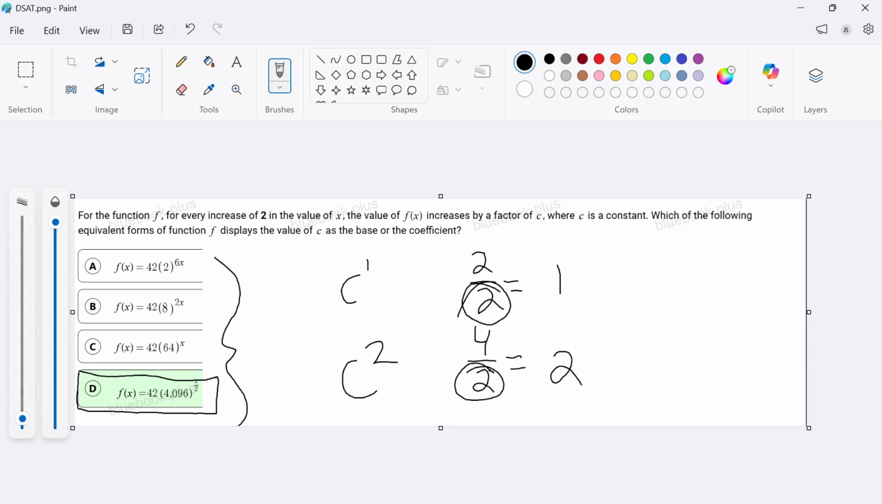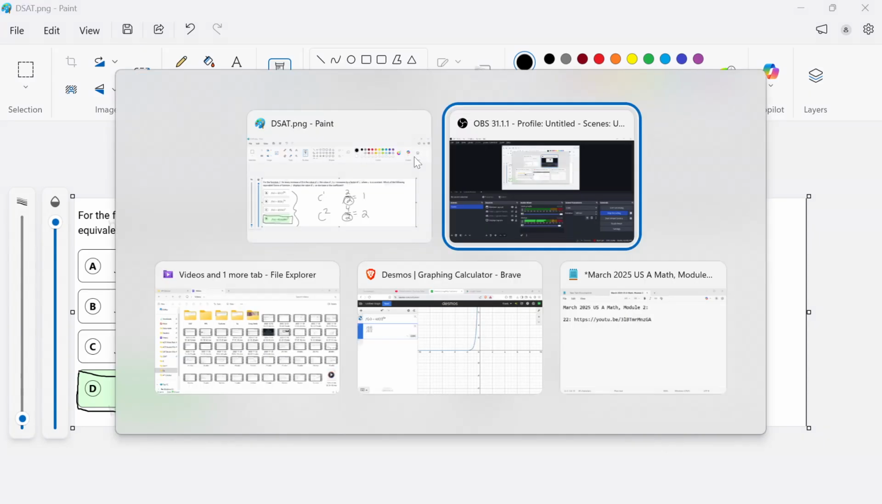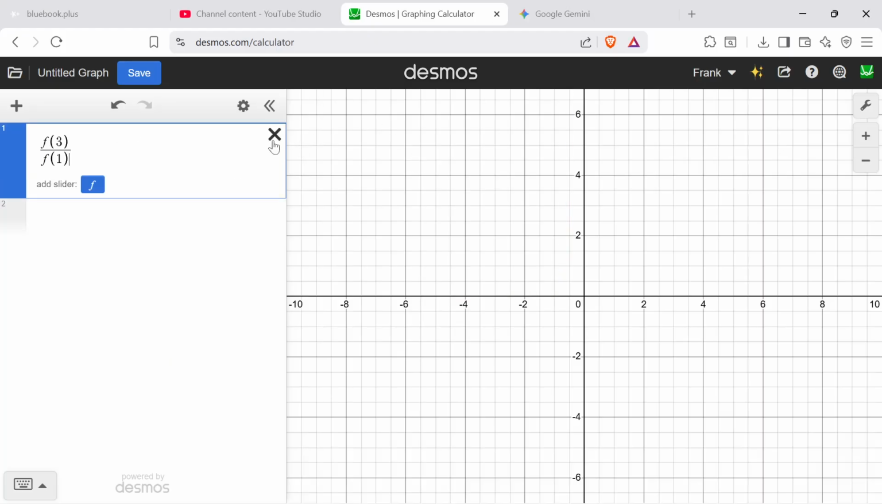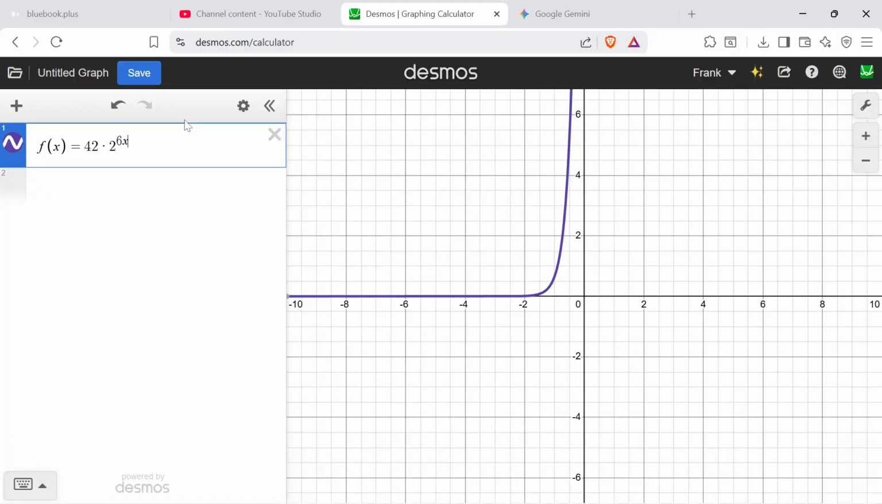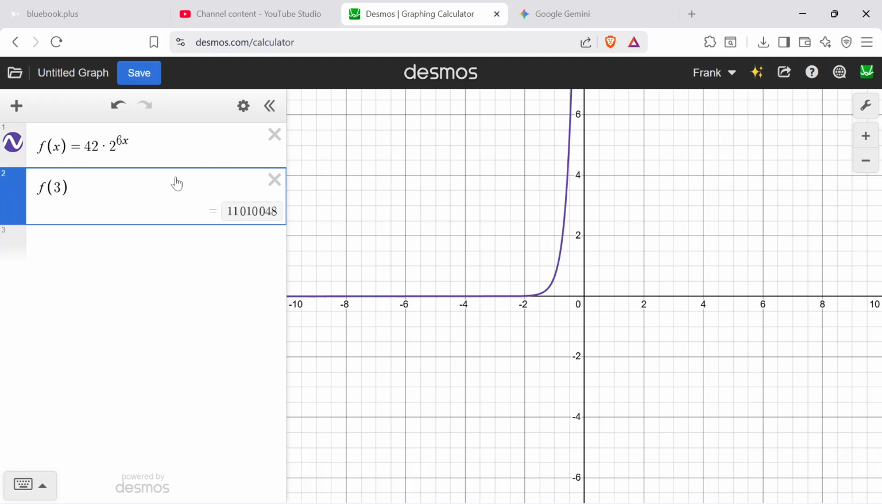Now another way to do this, if I recognize these are all some form of the proper function, I can go to Desmos. It doesn't matter which one I put in, I'll put in the first one, f of x equals 42 times 2 raised to the 6x. And it says for every increase of 2 in x, it increases by some factor. So I'm going to put f of 3 divided by f of 1, that's an increase of 2. And the factor it's increased by is 4096.